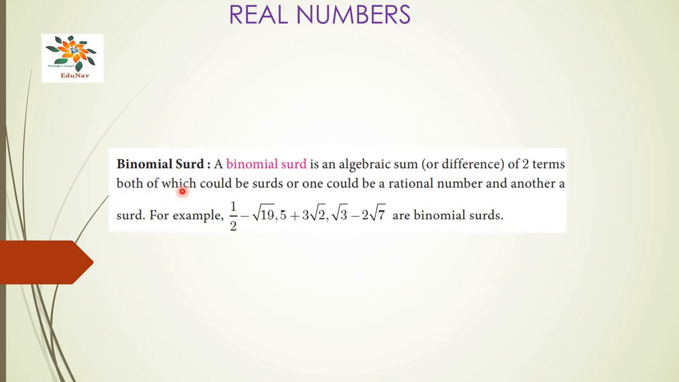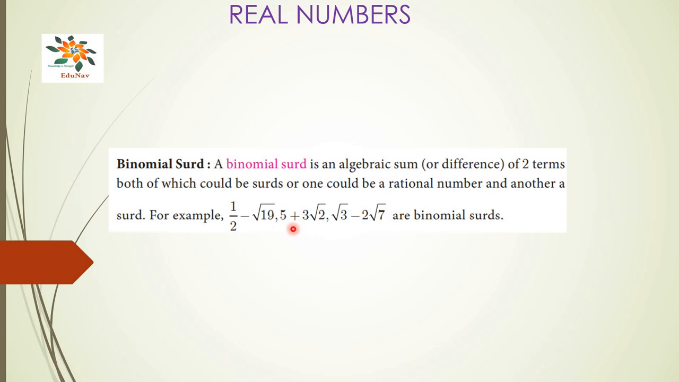Next, let us see what are binomial surds. A binomial surd is an algebraic sum or difference of two terms, both of which could be surds, or one could be a rational number and the other a surd. Consider the examples that I have mentioned here. 1 by 2 minus root 19. Here we have a difference of two terms. One term is a rational number, the other one is a surd.